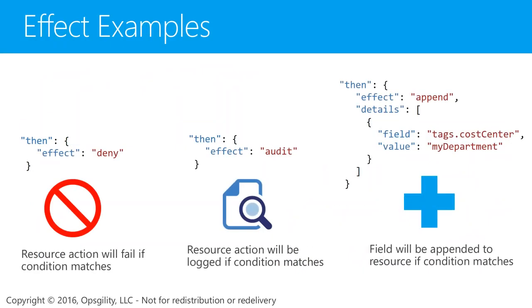So these are just some of the effects, giving examples. The first one to the left is denying a creation. The one in the middle, interestingly, is going to generate an audit if the condition is met. And finally, to the right, we're using an append operation where we're appending a tag at creation for resources.